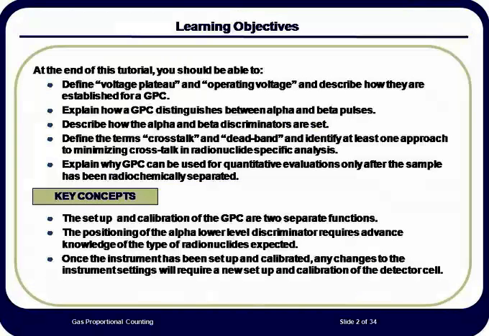The key concepts to be presented in this module specifically deal with the setup and calibration of the gas proportional counting instrument and the effect the positioning of discriminators and voltage settings will have on analytical accuracy.